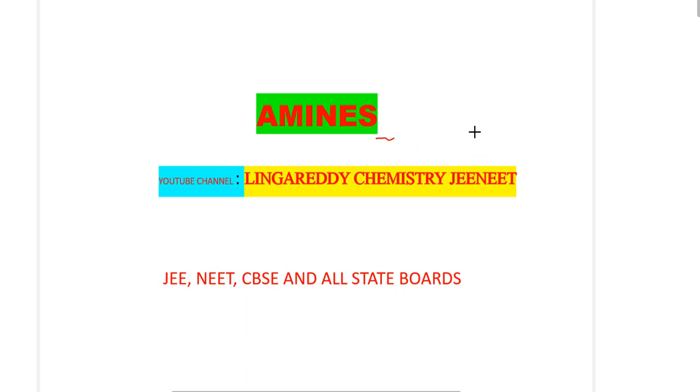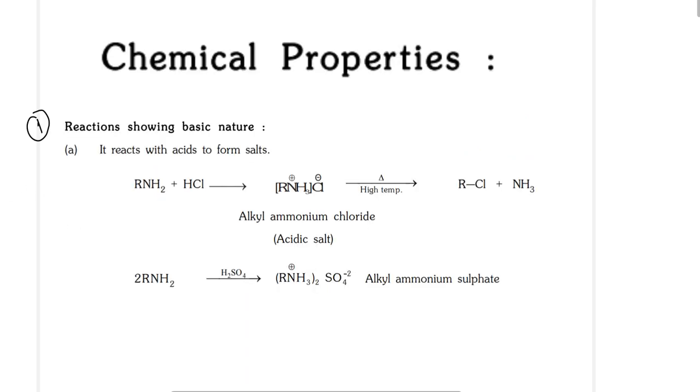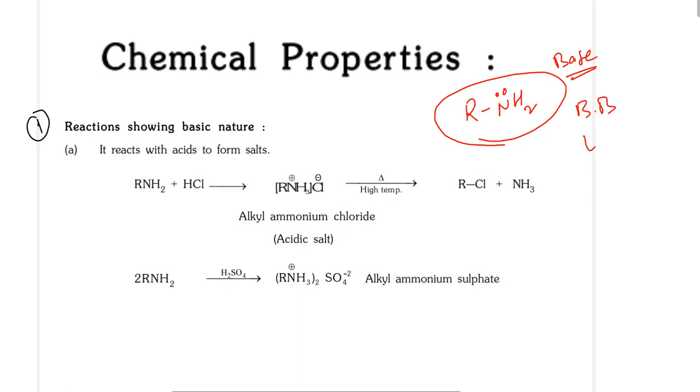Amines chapter lecture 4. The topic is chemical properties of amines. We already discussed physical and chemical properties in the last class. Here nitrogen has one lone pair, and due to this lone pair it acts as a base. Which base is it? Bronsted base and Lewis base. It is donating a lone pair, that's why Lewis base. It is attracting H plus, that's why it is a Bronsted base. Now, reactions showing basic nature.